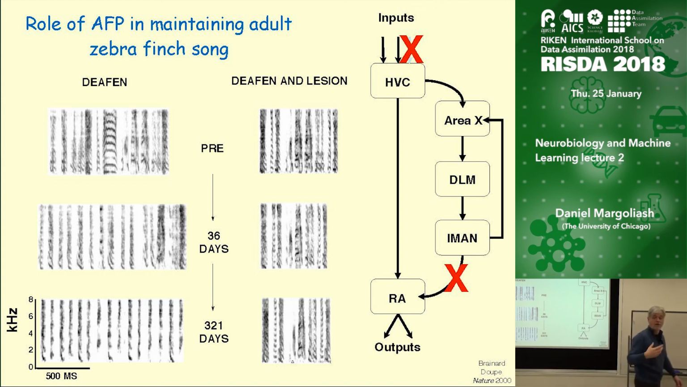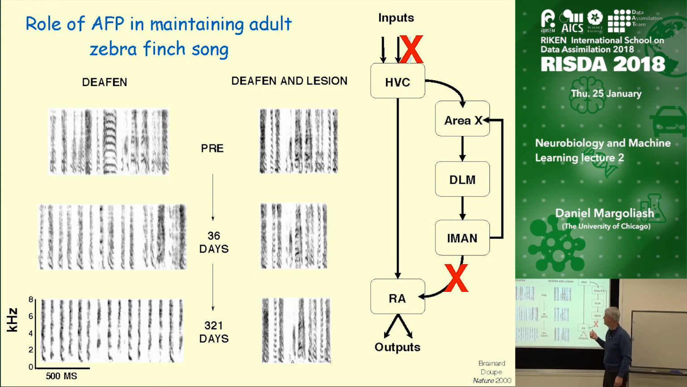Now, this bird had a sibling bird, so from the same brood. And that bird had also a well-structured song. This bird was deafened also, but when he was deafened, also the output from this AFP structure was lesioned. Okay. And this bird didn't show deterioration a month later or a year later. The song is much better maintained. So isn't that amazing? You make a lesion, a hole, in part of the brain, and you rescue the deterioration of the behavior.